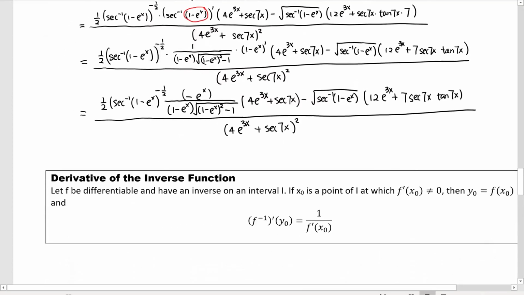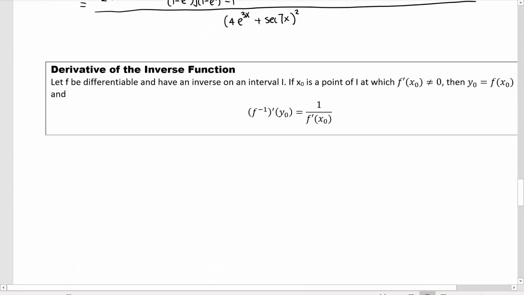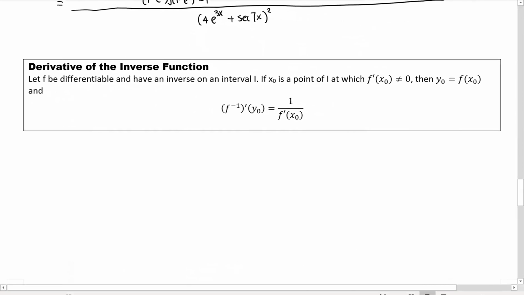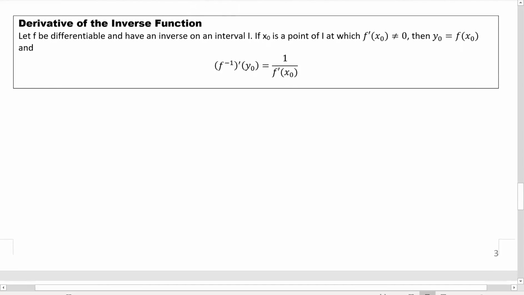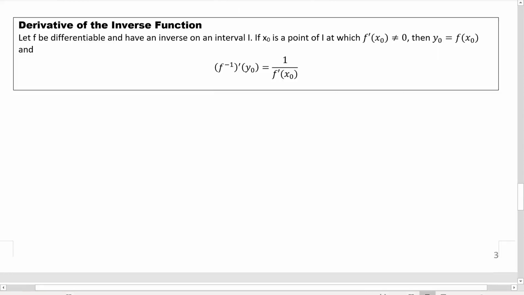Let's continue. Derivative of inverse function. This theorem is quite useful because sometimes, given a function, it's hard to solve for the inverse function and express it in a very nice formula. Then we can use this theorem. So what is the theorem about?